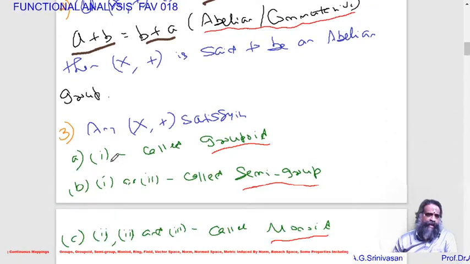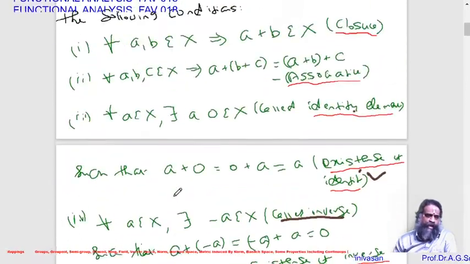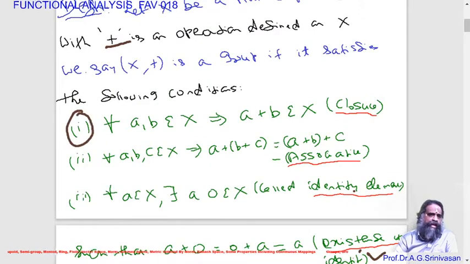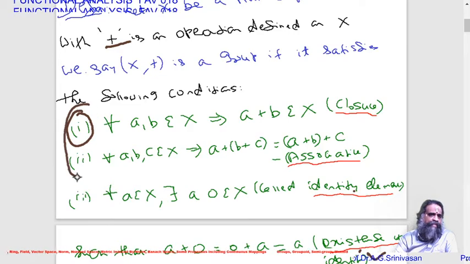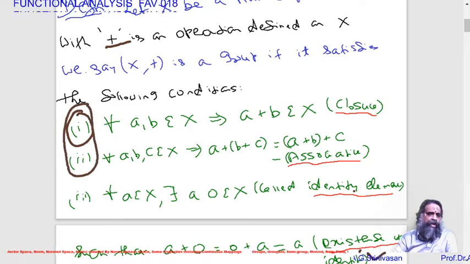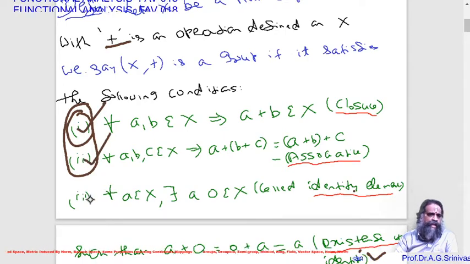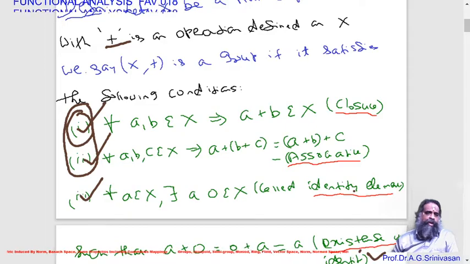Any X satisfying 1 is called a groupoid. That is, if it satisfies only the closure property, it is called a groupoid. If it satisfies the closure property as well as the associative property, it's called a semigroup. If it satisfies the closure property, associative property, and identity property, it's called a monoid.